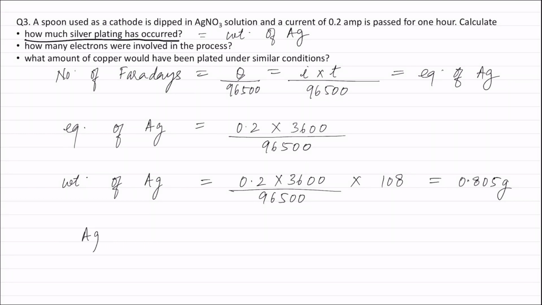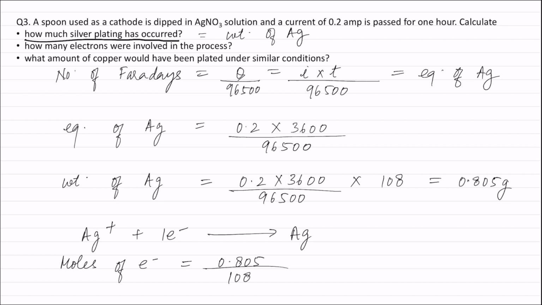Now 1 mole of silver ion will accept 1 mole of electrons to form 1 mole of silver. Therefore, moles of silver is equal to moles of electron. Therefore, moles of electron is equal to moles of silver, which is equal to 0.805, that is weight of silver, divided by atomic weight of silver, that is 108. Therefore, moles of electron is equal to 0.805 divided by 108 moles.